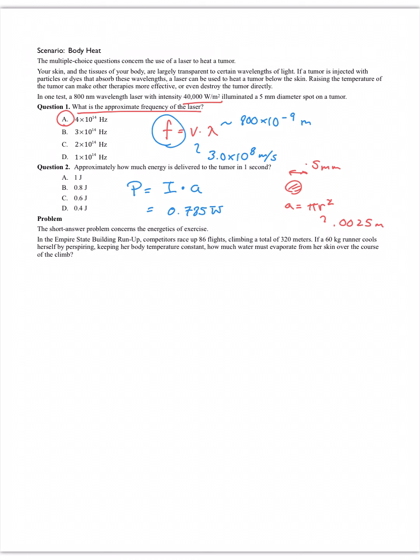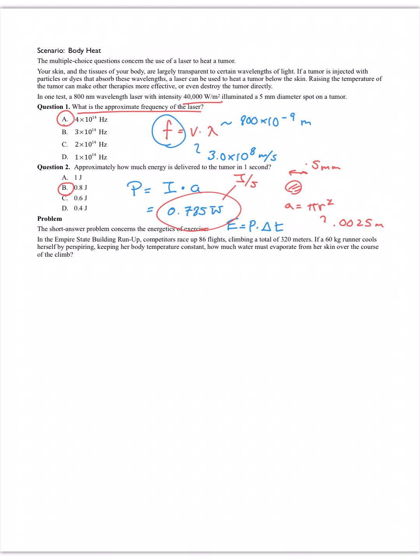In 1 second, the energy is just equal to the power times the time interval. So if it's 0.785 watts, that's 0.785 joules per second for 1 second, which is an energy of 0.785 joules, or approximately 0.8 joules.